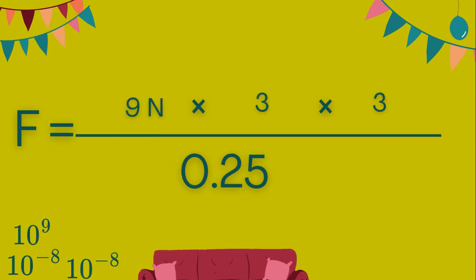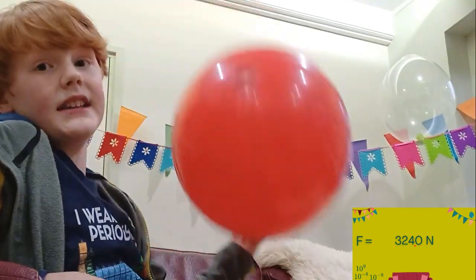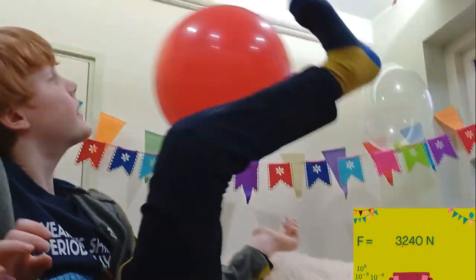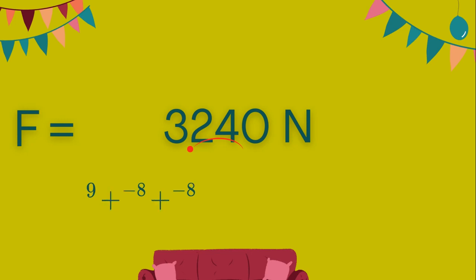Let's put aside all the exponents, the times 10 to the 9th power and the times 10 to the negative 8th powers, and calculate the formula. 9 newtons times 3 times 3 divided by 0.25 equals 324. Now the decimal point isn't where it needs to be, so let's kick it to the place where there is only one digit before the point. Then we add all the exponents up. 9 plus negative 8 plus negative 8, or 9 minus 8 minus 8, and that's negative 7.